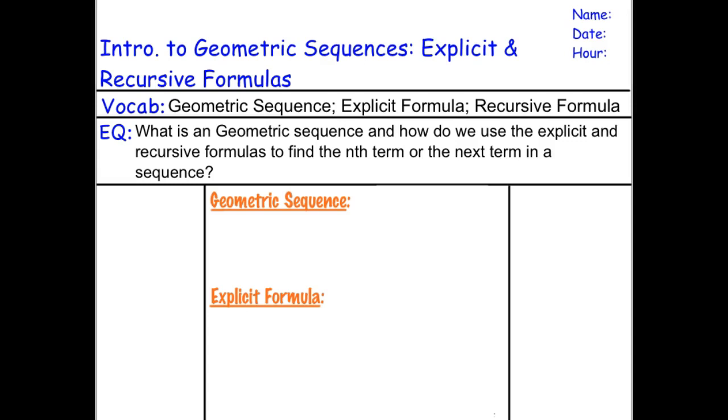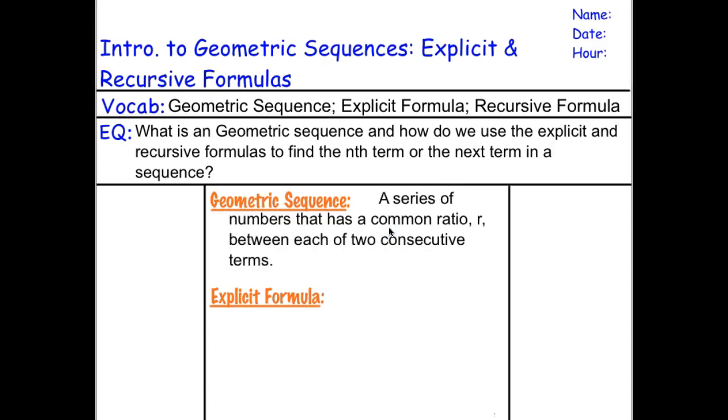So we need to know some vocabulary words. A geometric sequence is a series of numbers that has a common ratio, r, between each of the two consecutive terms. Now the nice part is we did arithmetic sequences and series in Unit 2, so this should be a nice easy transition because now instead of adding or subtracting, we're multiplying or dividing each time.